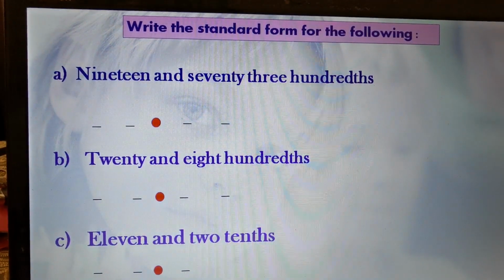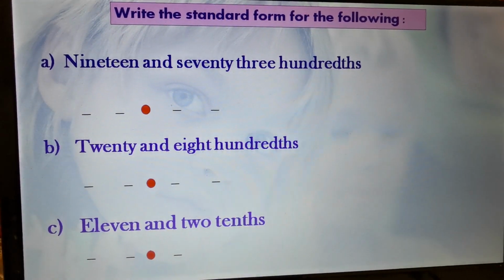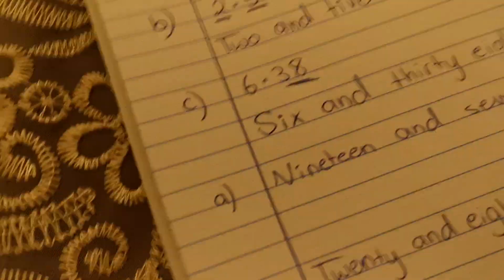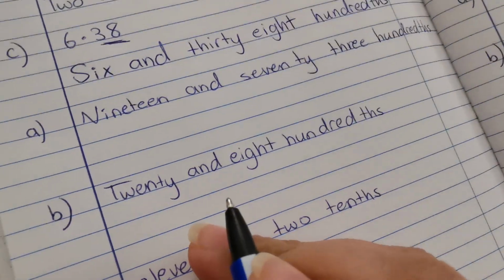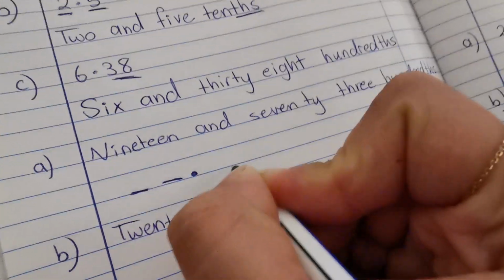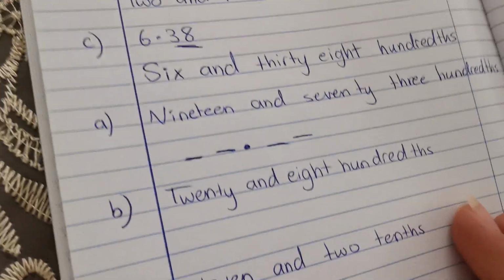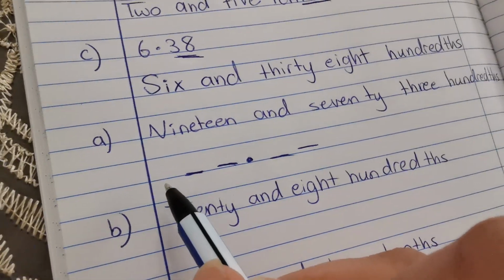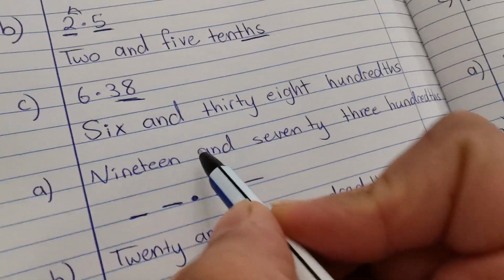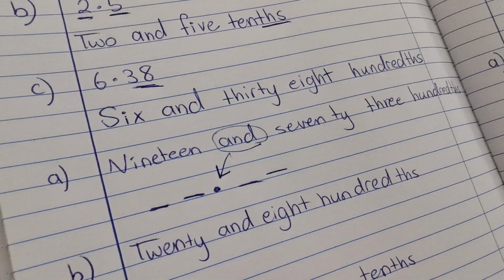Now, if I want to write the standard form from the word form, I have 19 and 73 hundredths, 20 and 8 hundredths, 11 and 2 tenths. I use dashes to write. In grade 4, you're gonna use just 2 digits before the decimal point, then the decimal point, then 2 digits after the decimal point. So put 4 dashes, 2 dashes to the left of the decimal point, 2 dashes to the right of the decimal point. Now, what do we mean by "and"? We mean decimal point.